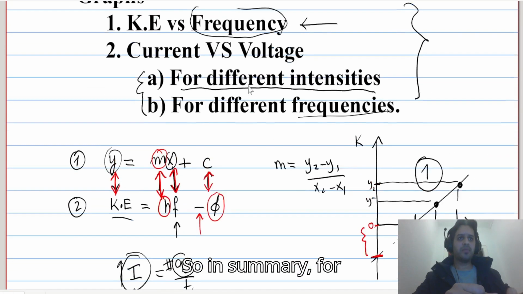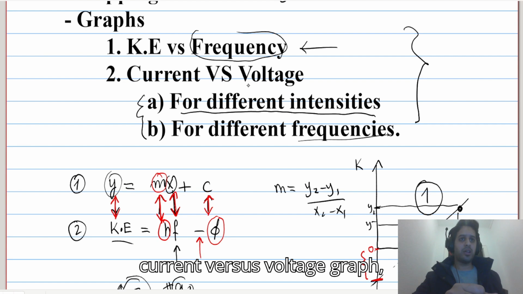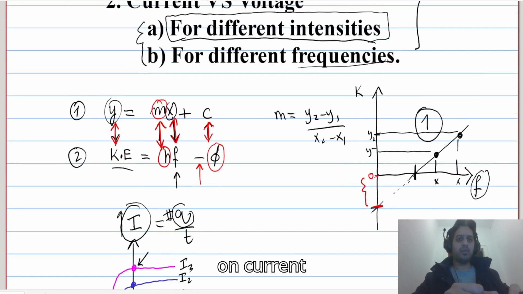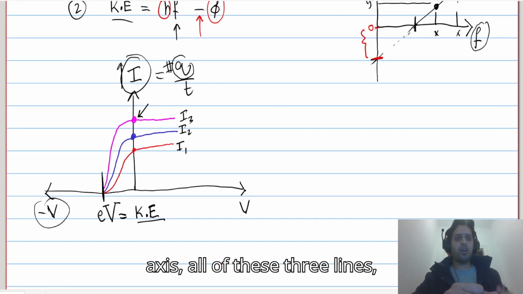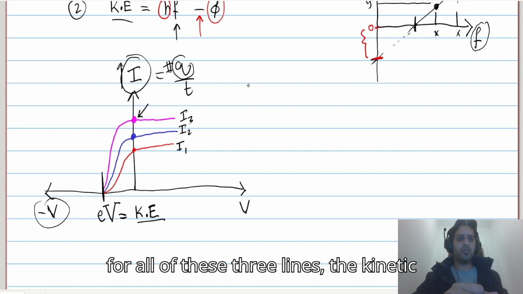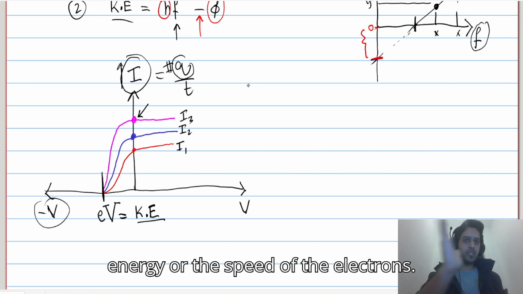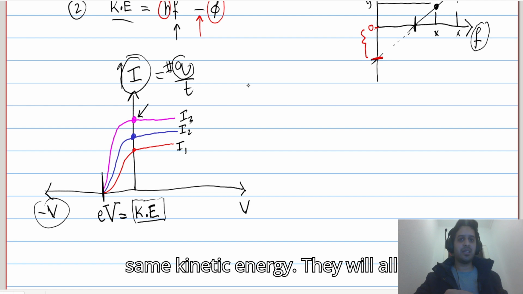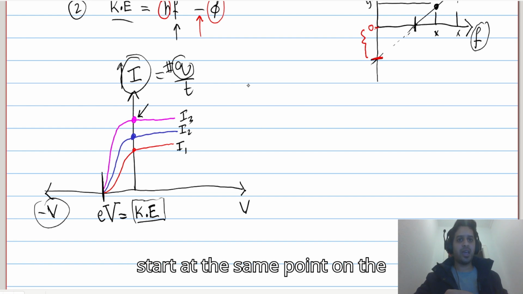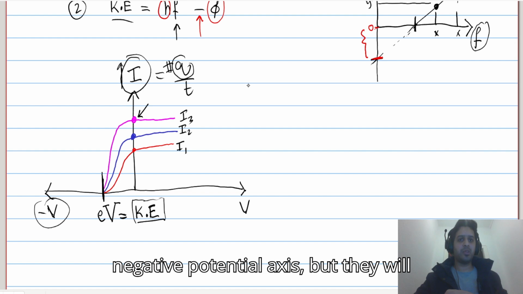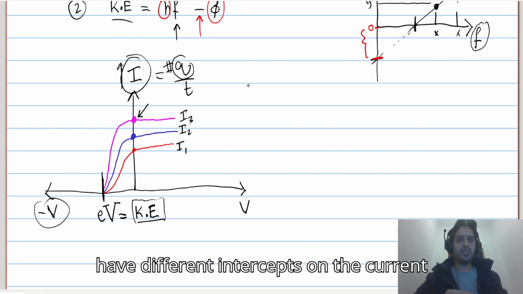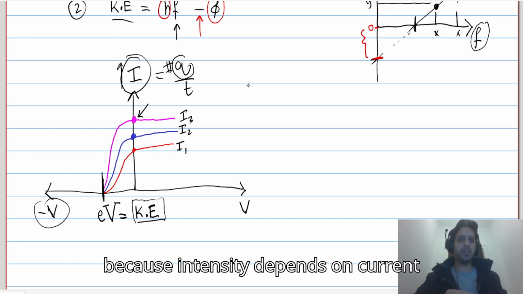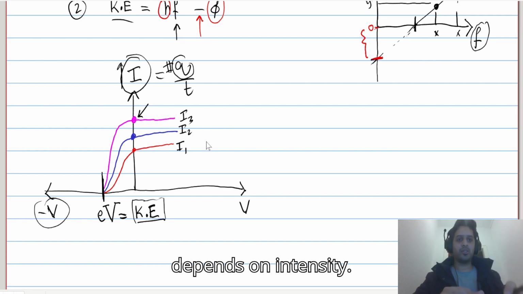So, in summary, for current versus voltage graph, if you see different lines plotted on the current axis, for all of these three lines, the kinetic energy or the speed of the electrons will be the same, okay? They will have the same kinetic energy. They will all start at the same point on the negative potential axis, but they will have different intercepts on the current axis. And the reason is that current depends on intensity.